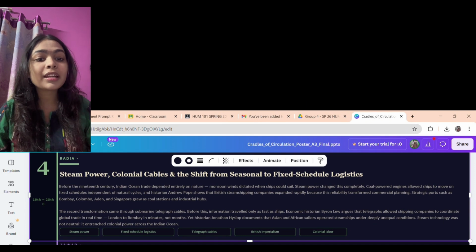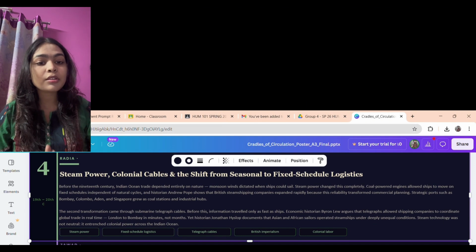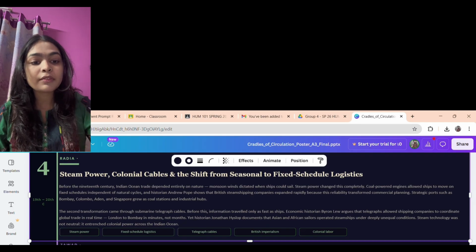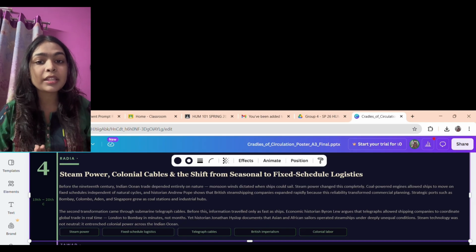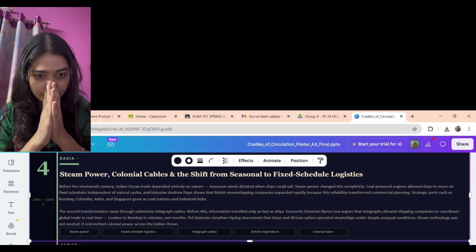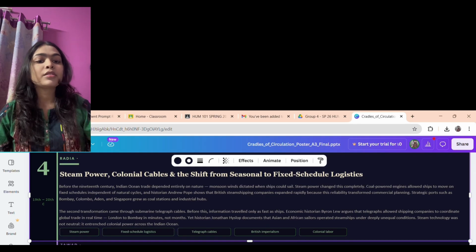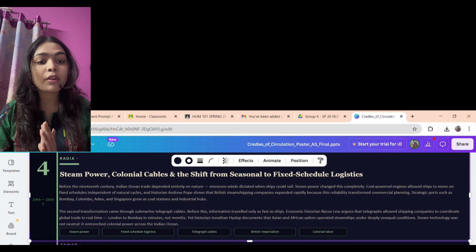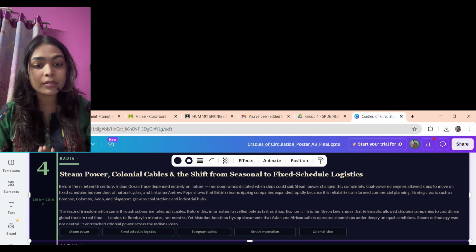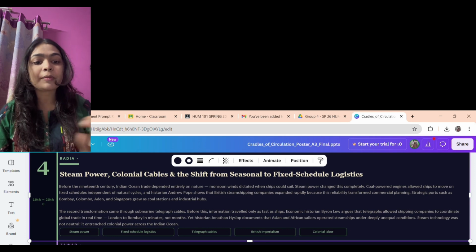However, during the 19th century, this system changed dramatically because of two major technical developments: steamships and submarine telegraph cables. This technological transformation turned the Indian Ocean from a seasonal trading network into a fixed-schedule imperial logistics system controlled largely by European colonial powers, especially Britain.